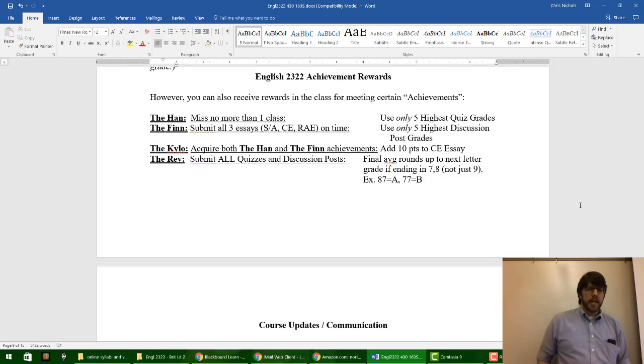The Kylo you get if you acquire both the Han and the Fin achievements. So if you knock out both Han and Fin, you get the Kylo, and I'll add 10 points to your critical evaluation essay. Now with the Ray, you have to submit all your quizzes and discussion posts, and your final average rounds up to the next letter grade if ending in 7, 8, or 9.